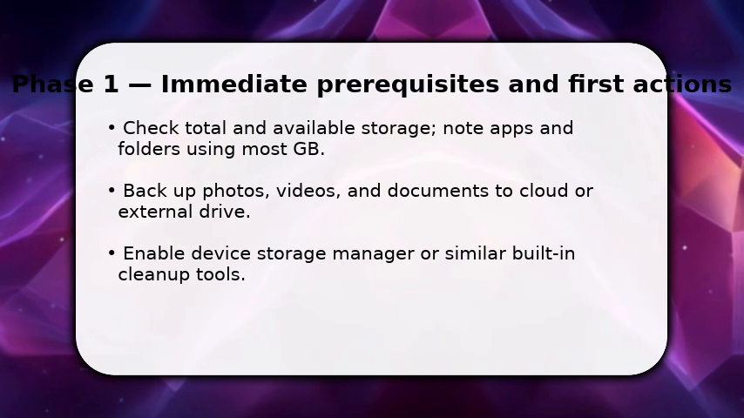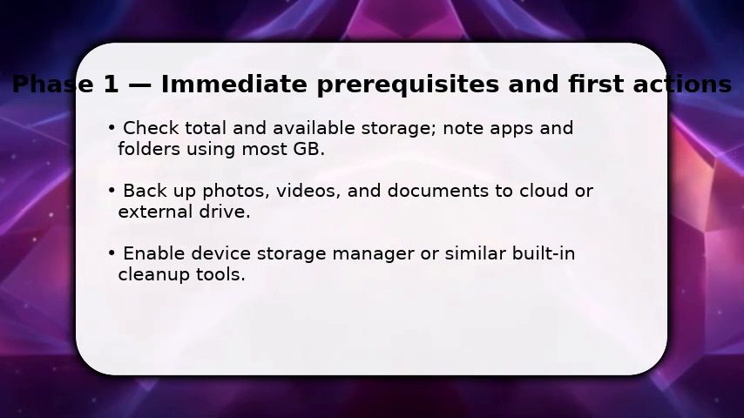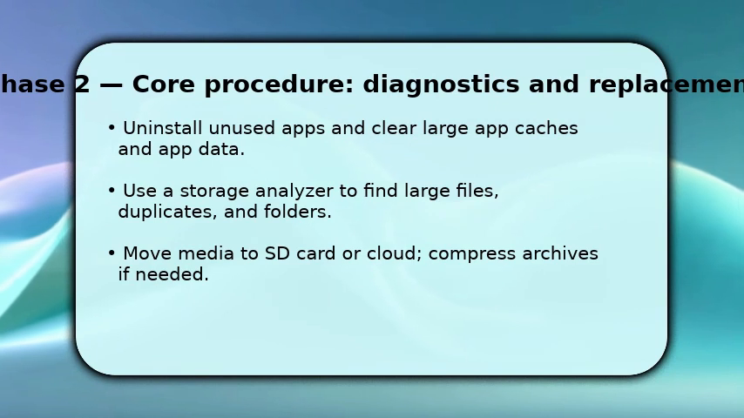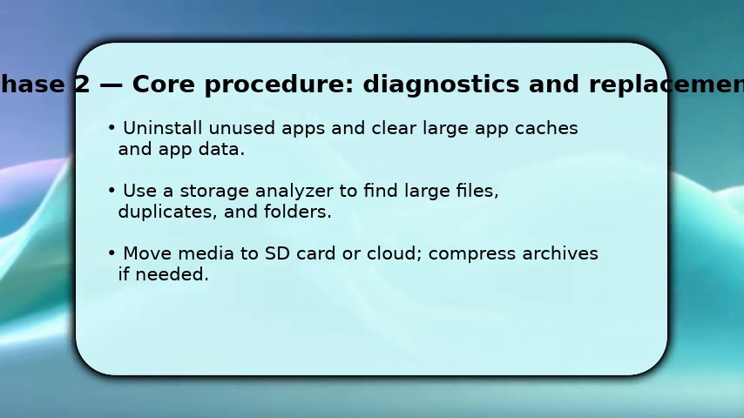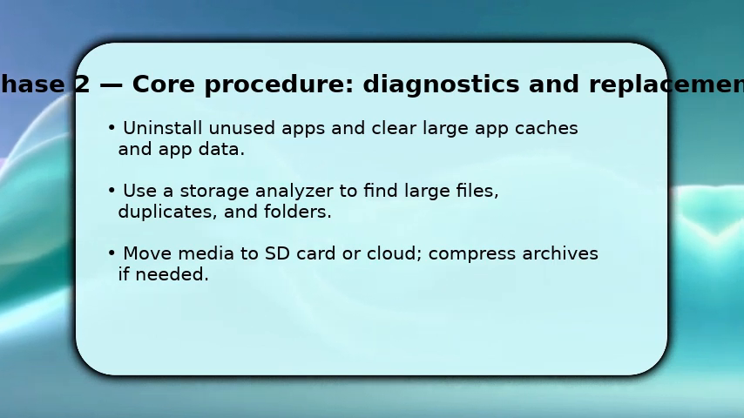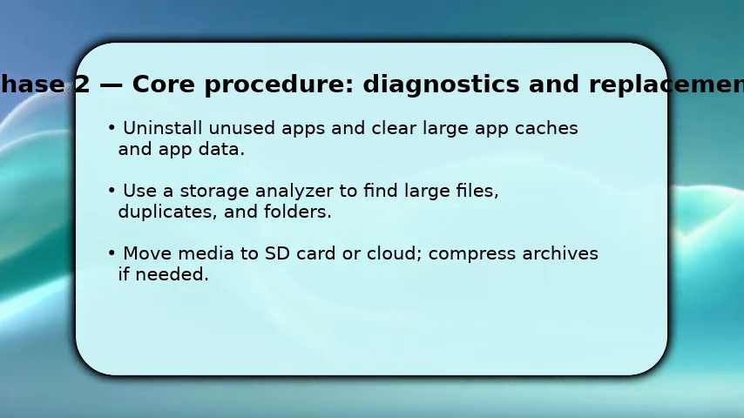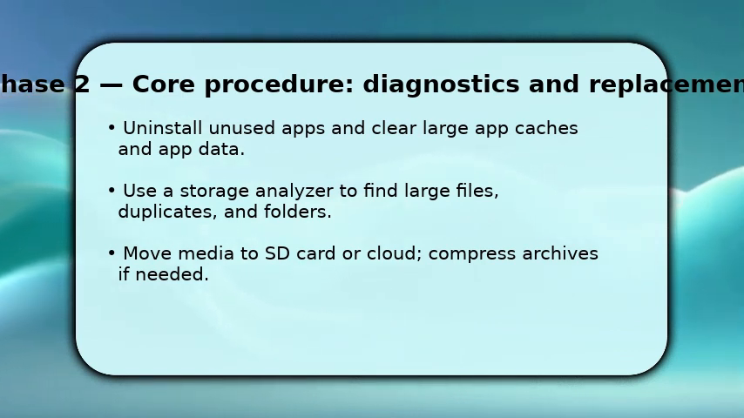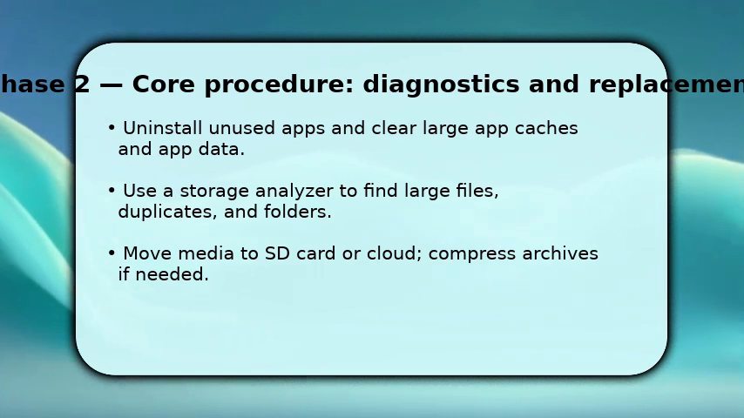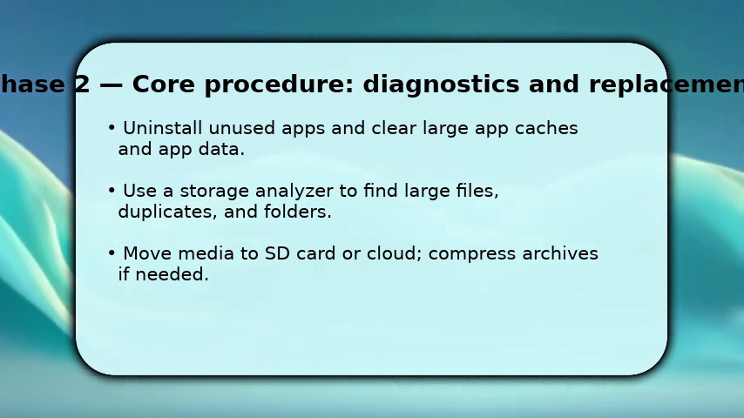You now perform deeper cleanup. Uninstall unused apps and clear app caches or app data for heavy apps like social and streaming services, because caches can be many GB. Use a storage analyzer to reveal large files, duplicate images, and forgotten downloads, then delete or move them. Move photos, videos, and music to an SD card or cloud storage, and compress large archives to save tens of % of space, making sure frequently used files remain local for performance.